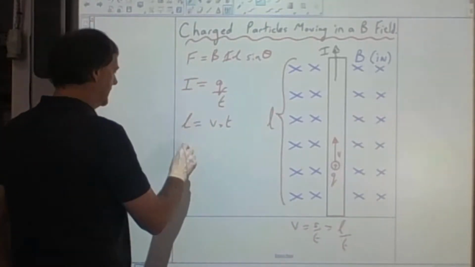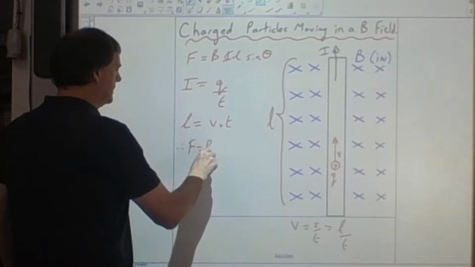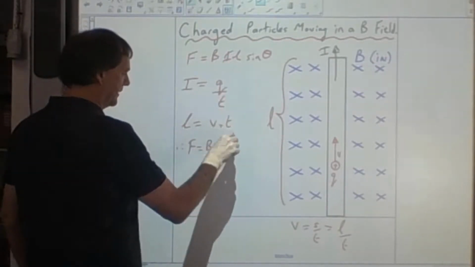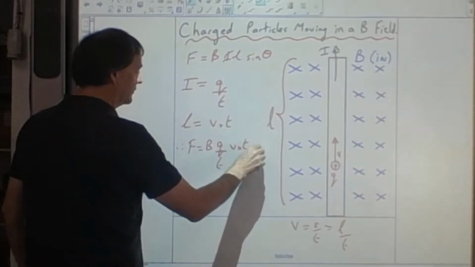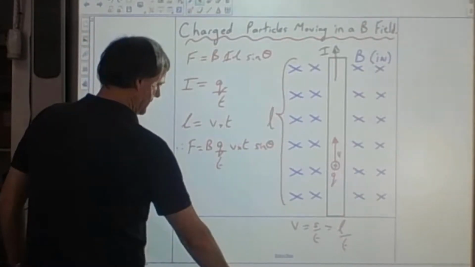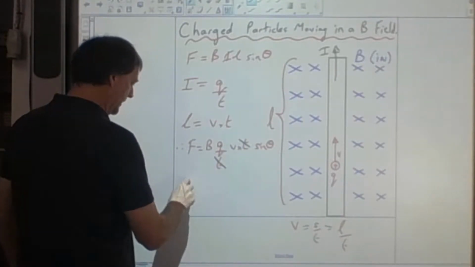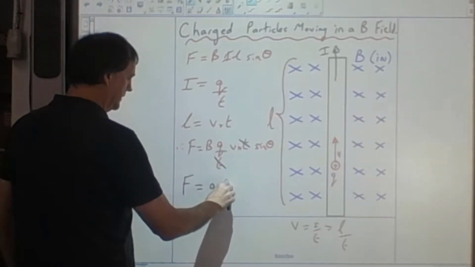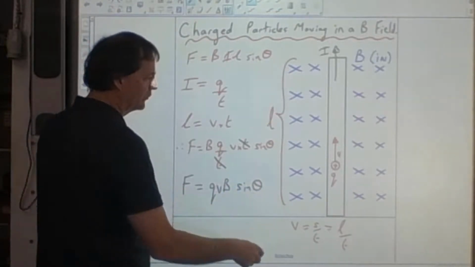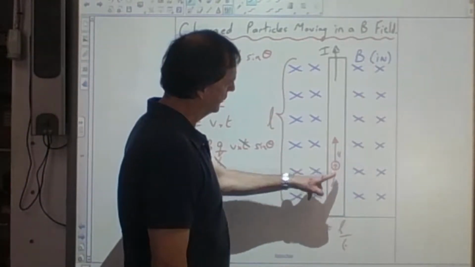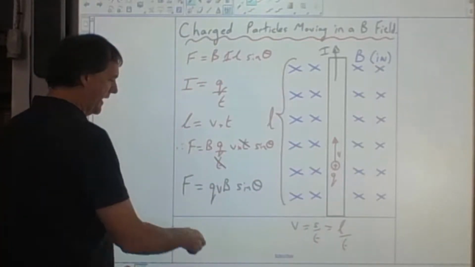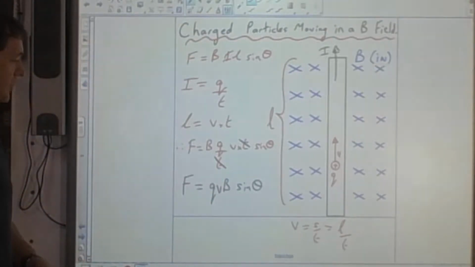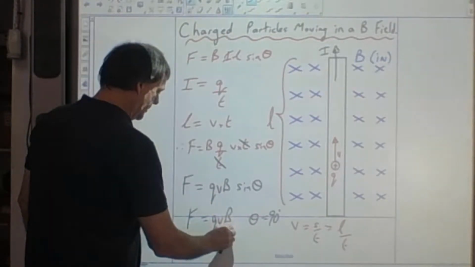If you now replace these in here, you've got B, I would become Q over t. The length would become velocity times time, and you've got your sine theta still. Based on that, you've got a formula F equals BQv. I'm going to write it as QvB, and rearrange it a bit, sine theta. And that involves the quantities for the proton: its velocity and its charge and the field it's sitting in. And that will give you the force on the proton. It's based on Q, v and B: the quantity of charge, the velocity and the magnetic field strength. We'll be focusing on this here.